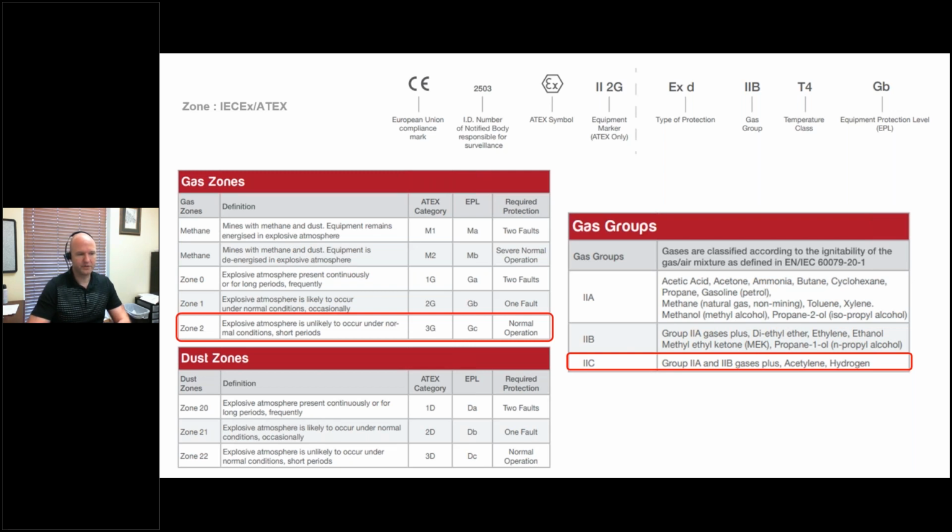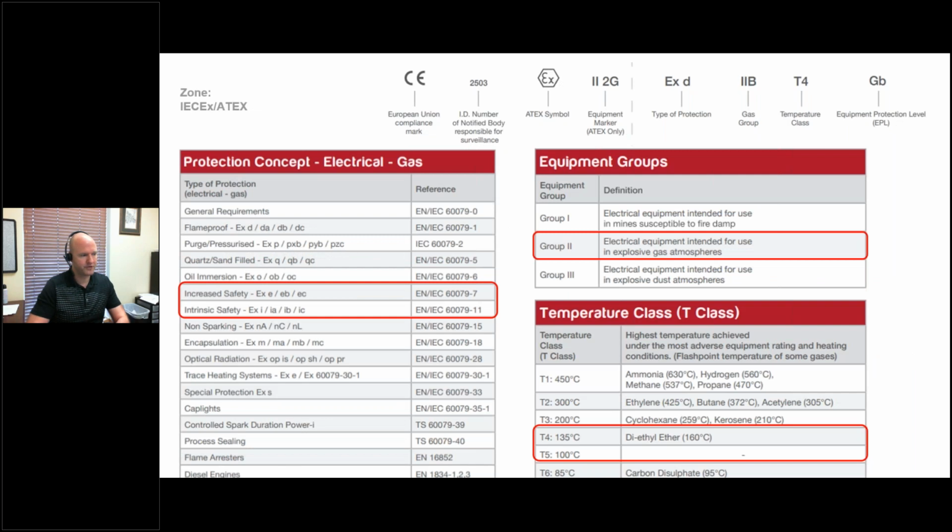Gas groups, this would be groups 2A and 2B plus acetylene and hydrogen, so that it's based on the chemistry and how volatile they are, but that is the ranking of the gas products that can be in these environments. And then further down, you can see what is the actual protection concept. There's a variety, they can be vacuum sealed, they could be explosion proof, flame proof, they could have flame arresters intact. What we specifically have here is what's called increased safety and intrinsic safety. And that means that the product has been sealed and designed in such a way that it will not cause any kinds of these ignitions to take place during normal operation.